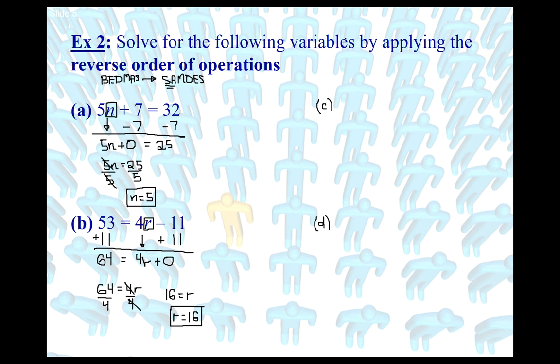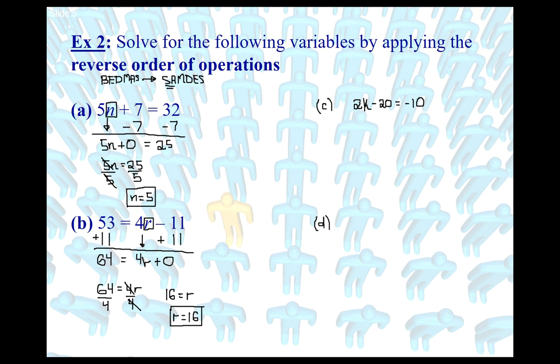Okay, let's do another one. I'm going to write down, let's do, how about 2k minus 20 is equal to, we'll do negative 10. 2k minus 20 is equal to negative 10.